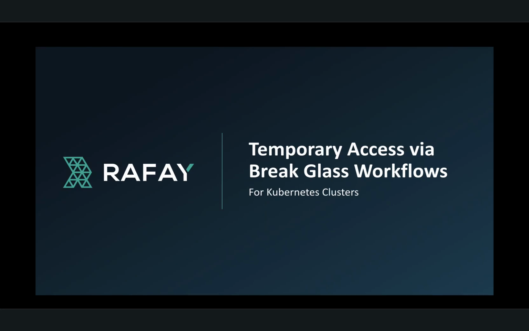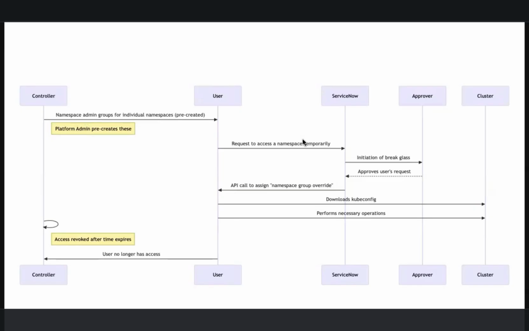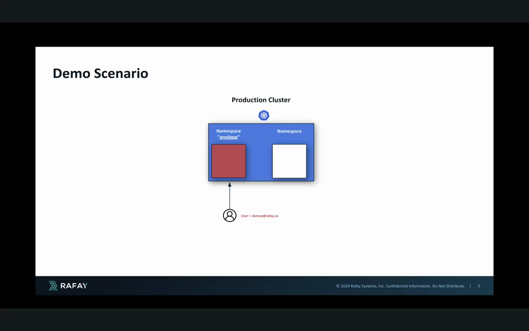In this video, we'll look at how you can provide temporary access to developers with a break glass process. So in this demo, we're going to see how a user can request temporary access to a namespace running on, let's say, a production cluster, which would be the initiation of a break glass, and how via automation you can get access to it.